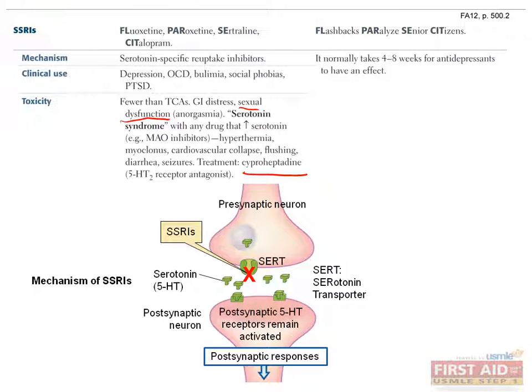Now, I said there were two boards-relevant facts that are classically asked about SSRIs. The first was serotonin syndrome, and the second one goes like this. There's a 22-year-old female who presents with multiple episodes of depressed mood, difficulty concentrating, sleep disturbances, etc., and 1 week ago you prescribed her fluoxetine. She comes back to your office saying her mood's not changed.